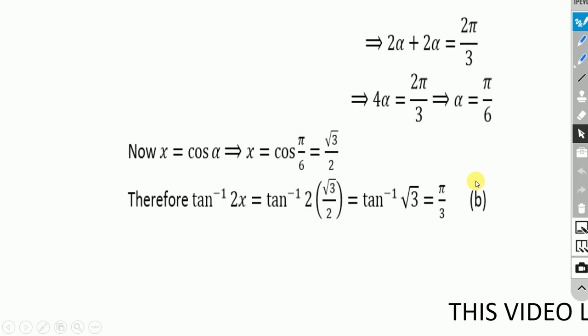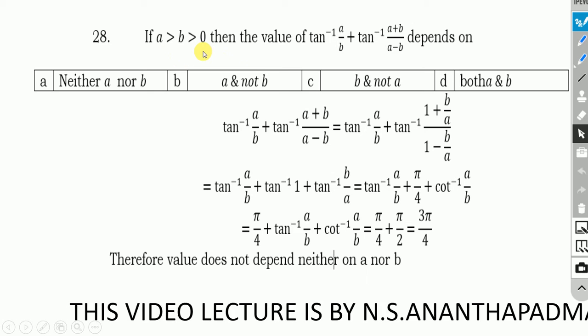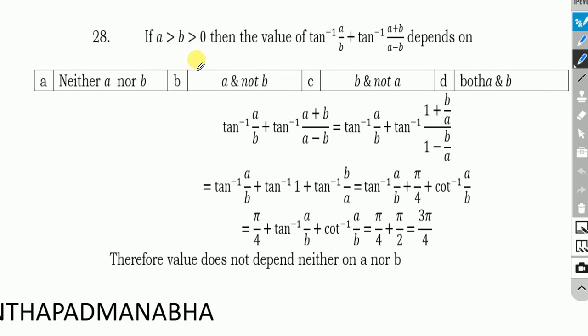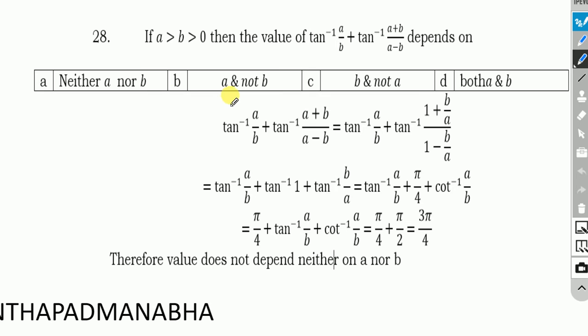Next, if A is greater than B is greater than 0, then the value of tan inverse of A by B plus tan inverse of A plus B by A minus B depends on neither A nor B, A and not B, B and not A, both A and B. So the value of this given expression, whether it depends on A or B, or neither on A nor on B, or both on A and B, is the options. So let us consider tan inverse of A by B plus tan inverse of A plus B by A minus B.